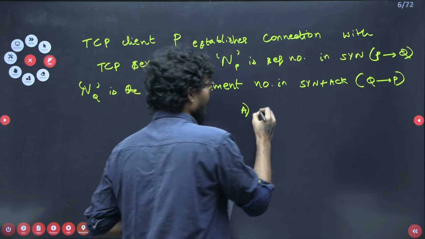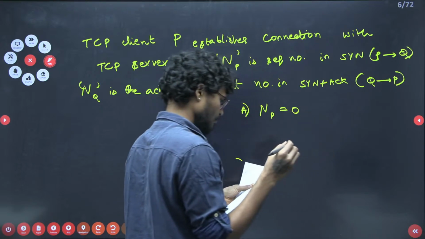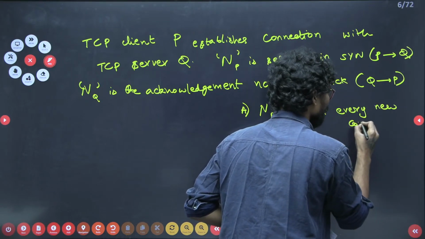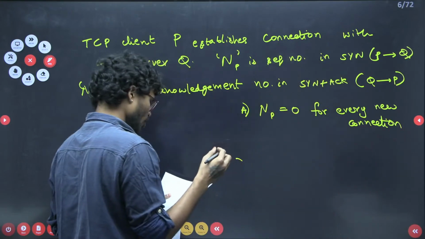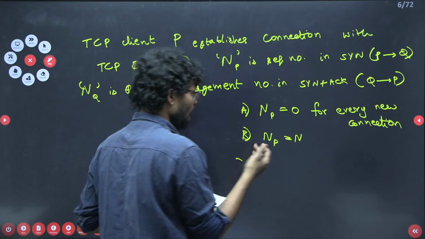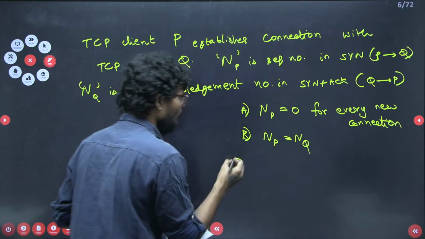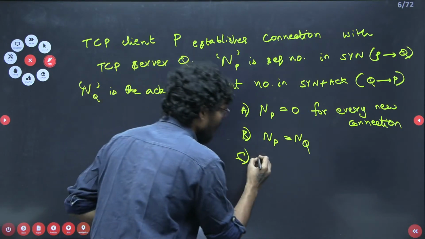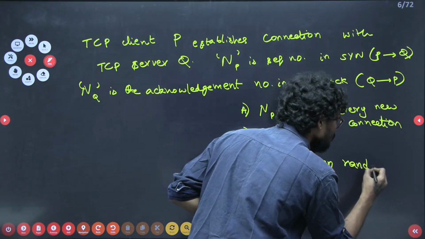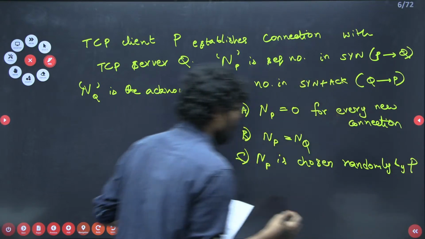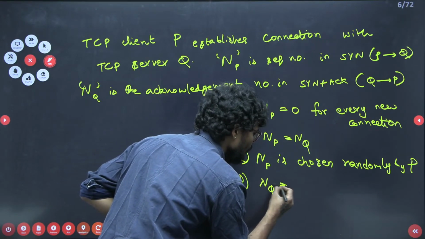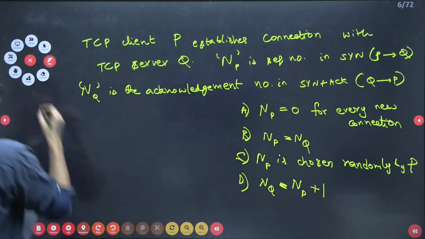The first one says NP is always 0 for every new connection. The second option says NP is equal to NQ. Option C says NP is chosen randomly by P. And option D says NQ is given by NP plus 1.